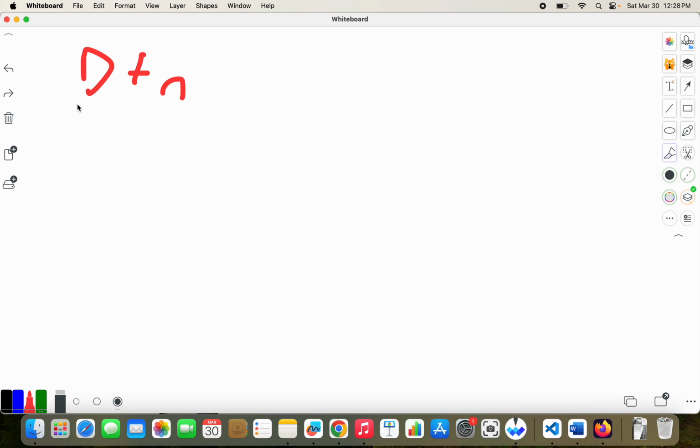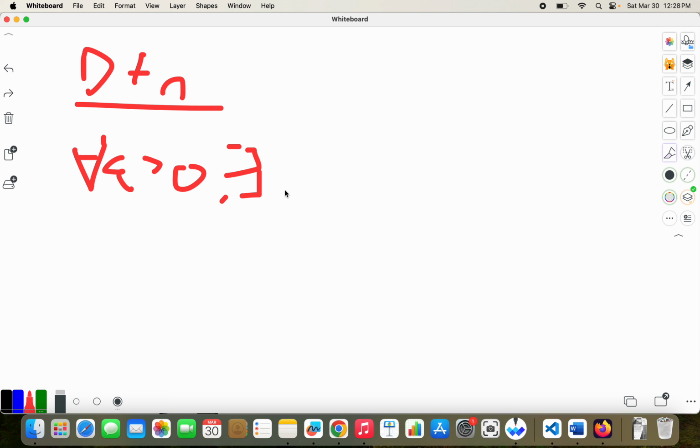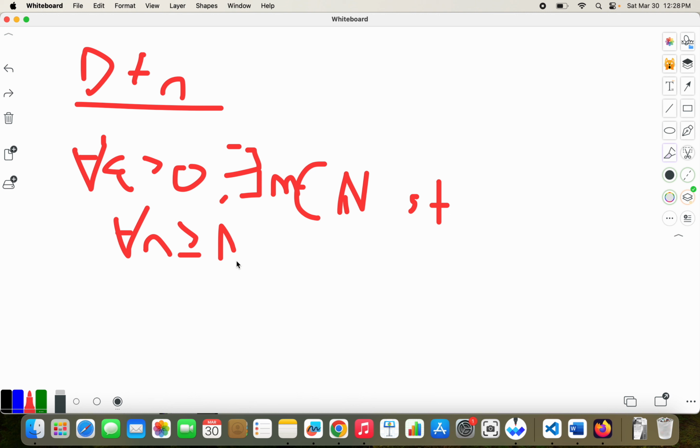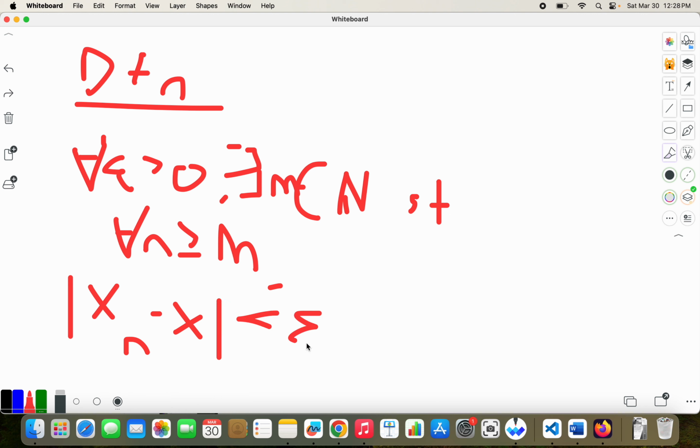Definition. Sequence x_n converges to x if for all epsilon greater than 0, oh god, this is epsilon-m proofs, there exists m in the naturals such that for all n greater than or equal to m, the absolute value of x_n minus x is less than or equal to epsilon. Since epsilon is positive, we don't need to put an epsilon value around it.